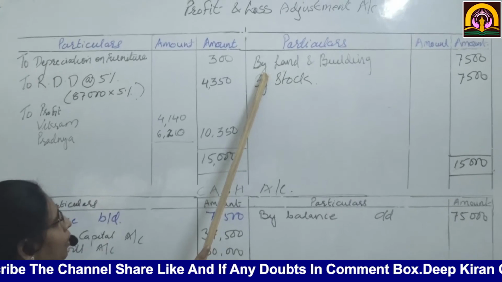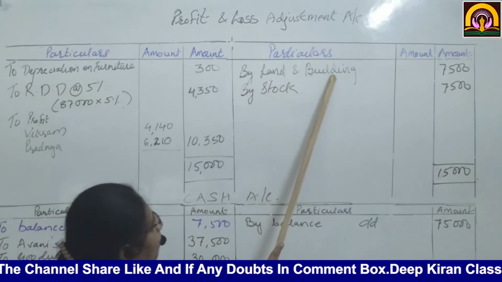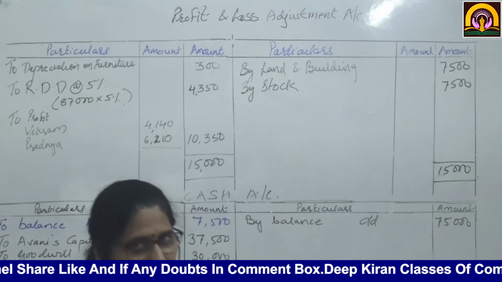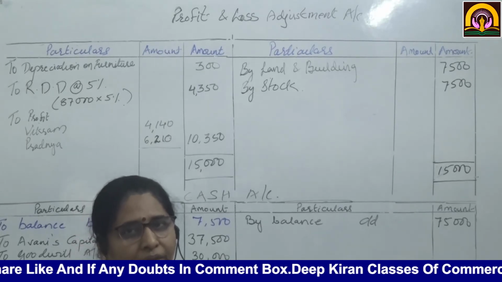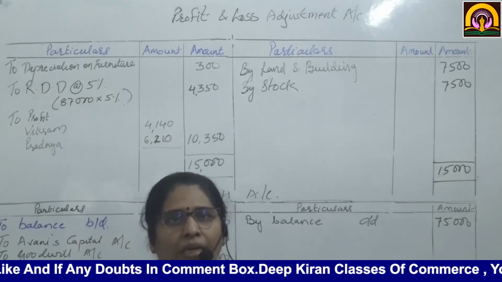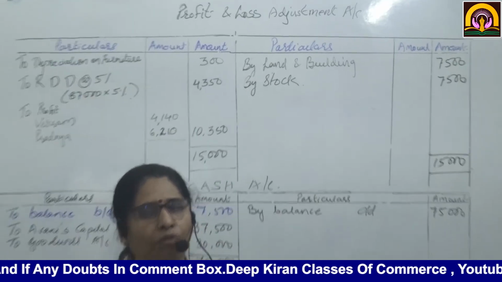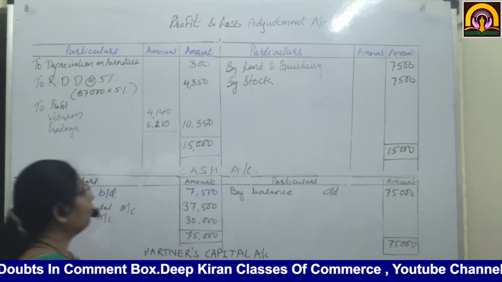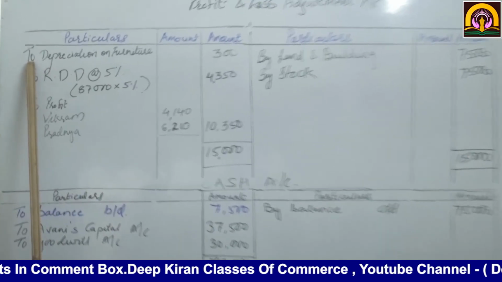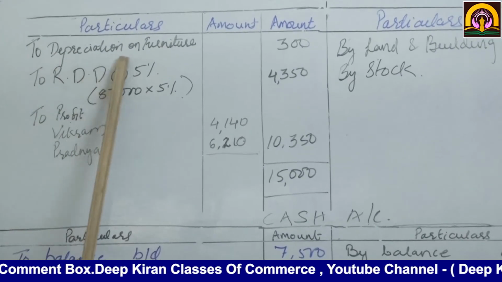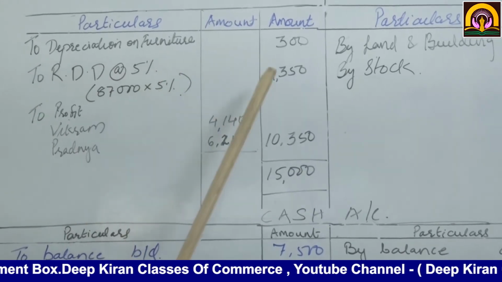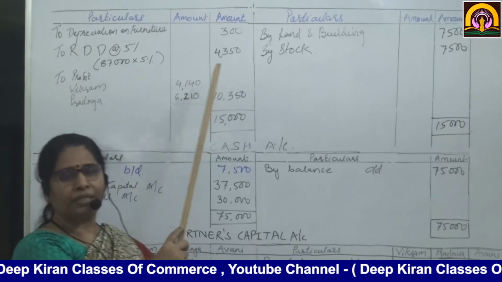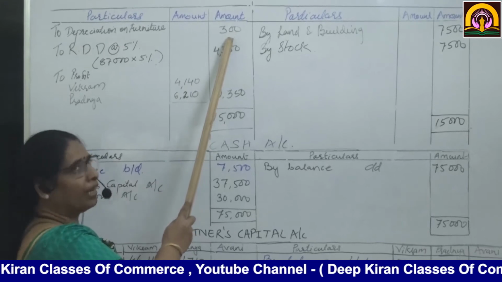Here I have written the profit and loss adjustment account, particulars and amount. The first adjustment was that land and building is to be appreciated. The value given in your balance sheet was 37,500, but now the revalued value should be 45,000. That means there is an appreciation of 7,500. The second adjustment was that furniture is to be depreciated by 10%. Furniture value was 3,000, and 10% depreciation on 3,000 comes to 300.